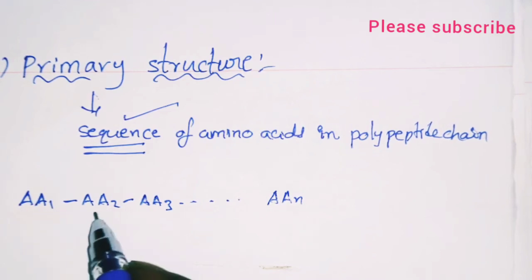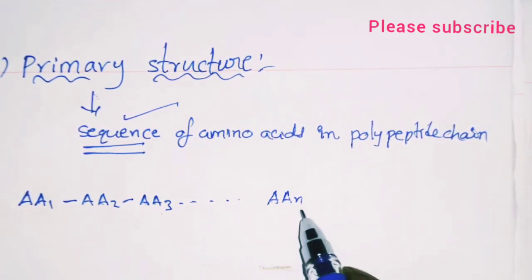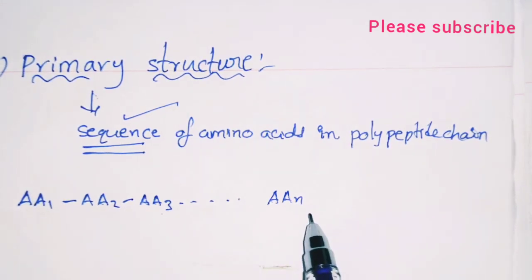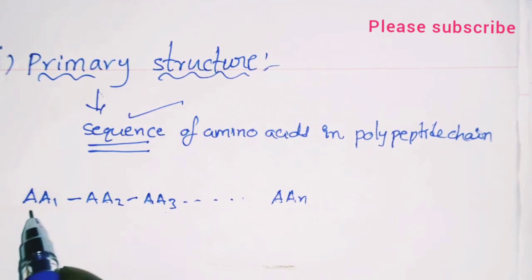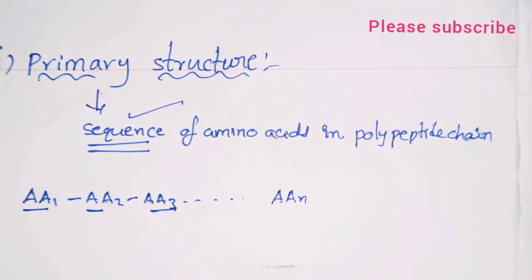Here A1, A2 are amino acids. Those are the monomers. Monomers are combined, they form a polymer. This is called a polypeptide chain. In this polypeptide chain, there are many monomers, and those monomers are amino acids. Okay, actually primary structure explains the sequence of the amino acids. It is one of the sequences.